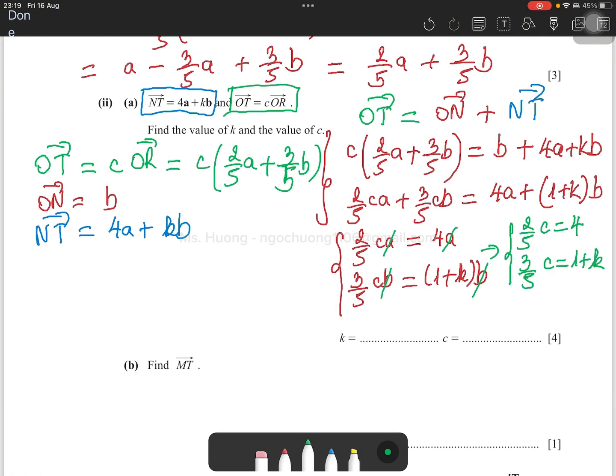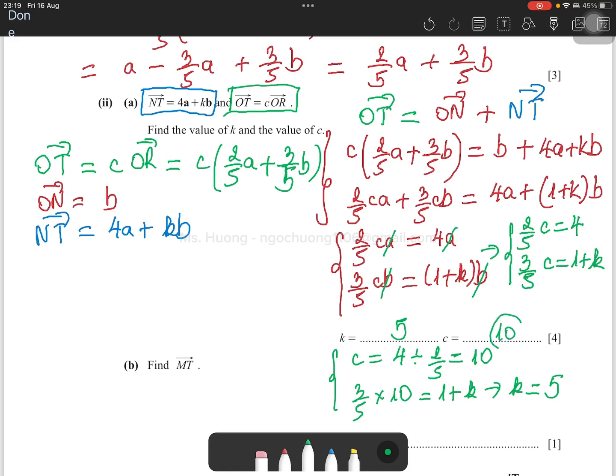From the first equation, 2/5 of C equals 4, so C is equal to 4 divided by 2/5, which equals 10. And for the second equation, 3/5 of C means 3/5 of 10 equals 1 plus K. So 3/5 of 10 is 6, and 6 minus 1 is 5. So K equals 5. K is 5 and C is 10. This is the final answer.